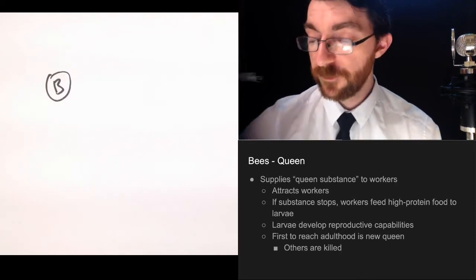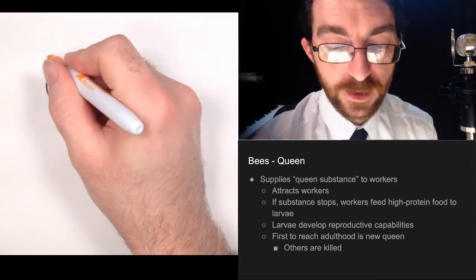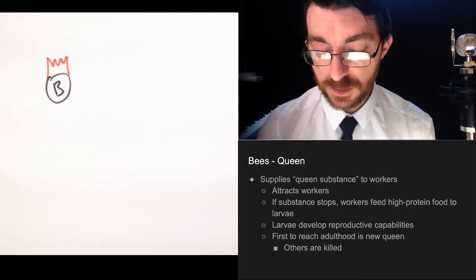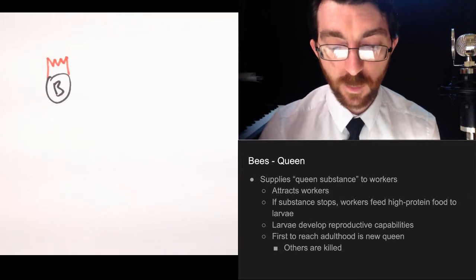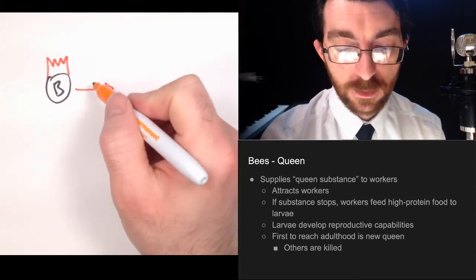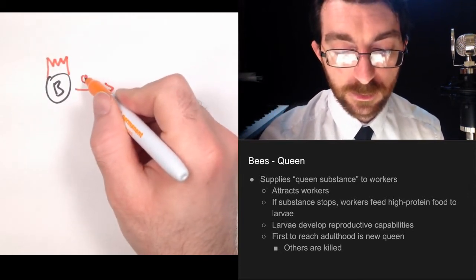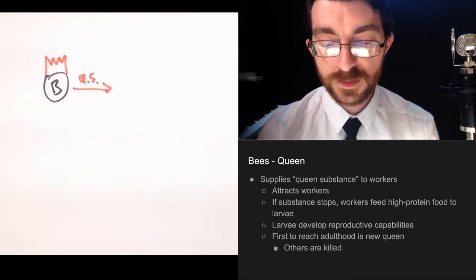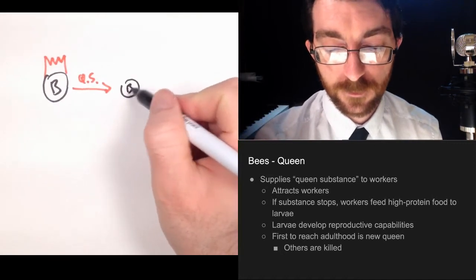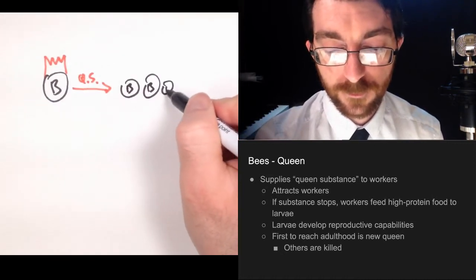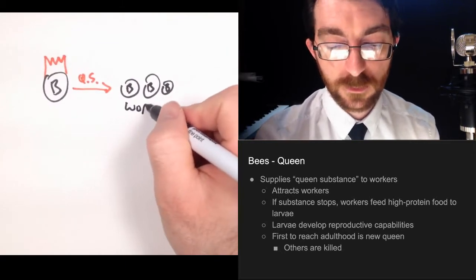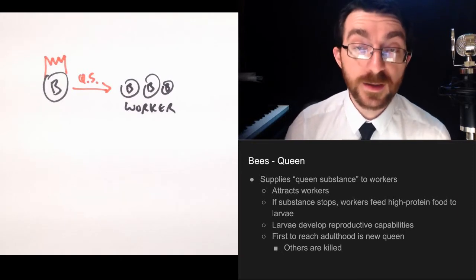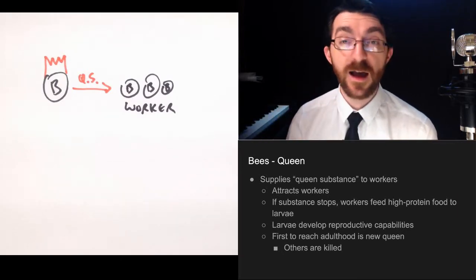See, it's a bee. But this one's the queen bee. She supplies a special queen substance to the workers. See, they're the workers. Worker bees. And as long as the queen keeps that queen substance coming, everything's good in the hive.